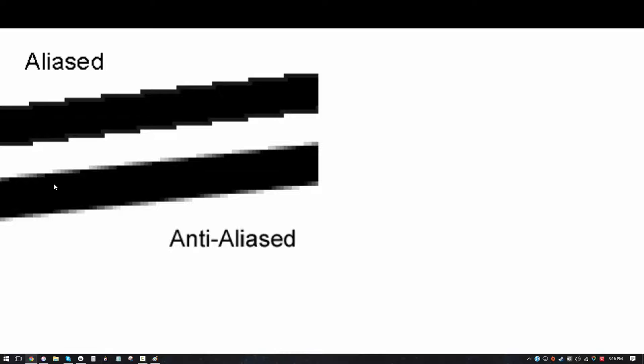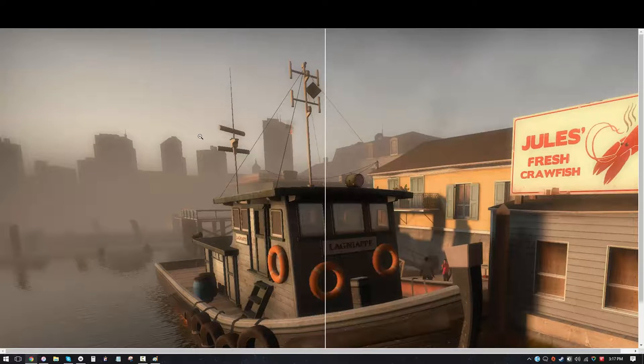Now, as you might have intuitively guessed, the more the number of samples, the better. Hence, we have 4x, 8x, 16x, and so on. Now, there are various techniques of anti-aliasing, like FXAA and MSAA, which we will be discussing in a later video. But for now, we will just conclude with this. Anti-aliasing tries to eliminate or at least reduce the effects of aliasing at lower resolutions.